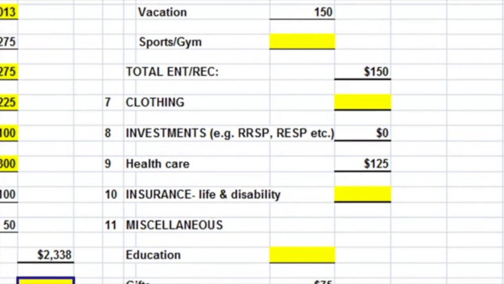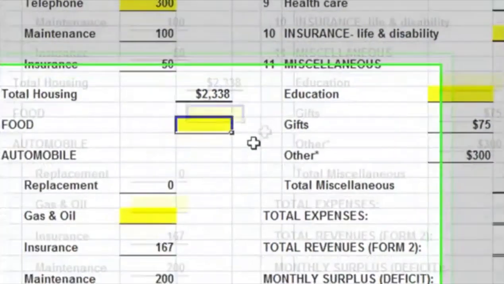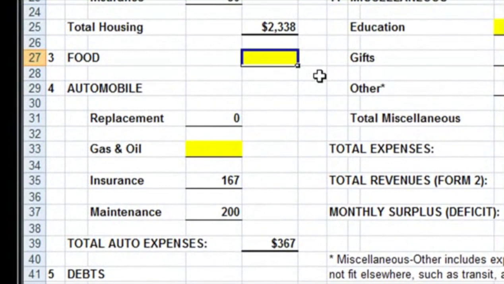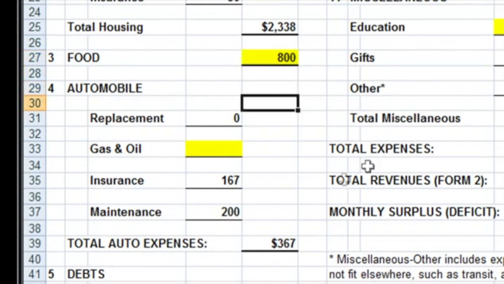But there are some expenses, and these are the ones, again, that are marked with yellow. Some of those categories have to be filled in. And by the way, if you don't have the exact number, don't worry, at least give it your best estimate, perhaps allow a bit of a cushion. For this couple, they looked at their food bills over the last several months, and they have two teenage boys, so they're spending more than normal, $800 a month.